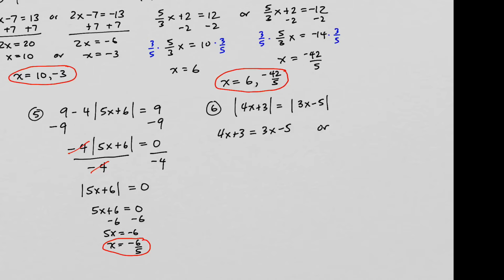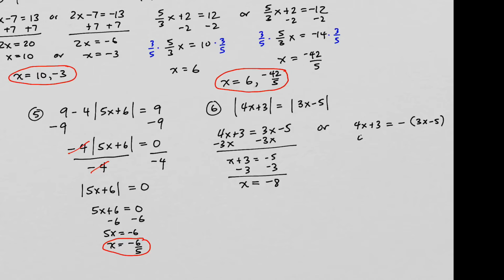And so for that to be true, we would have 4x plus 3 is equal to the opposite of 3x minus 5. And then we go ahead and solve. So for this one, we'll subtract 3x. And then subtract 3. And we end up getting x is equal to negative 8.